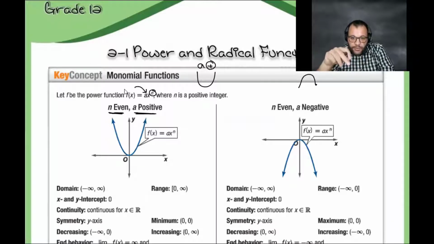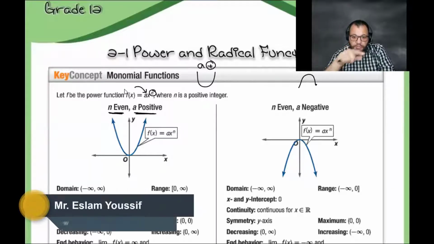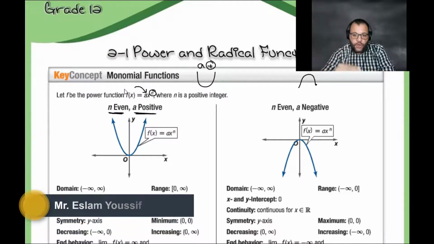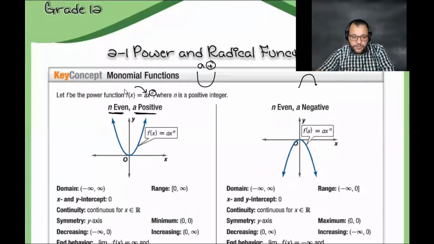So if N is an even number, the power is even, it means the two end behaviors are going up or going down, depending on the leading coefficient. If the leading coefficient is positive, you are going up. The normal is you start from down, then go up, so the two end behaviors are going up. There is a minimum point and no maximum because you are going to positive infinity. But if A is negative, you have a reflection. Reflection means you start from up, then go down, so the two end behaviors are going down. The normal for anything is that you start from down to up.